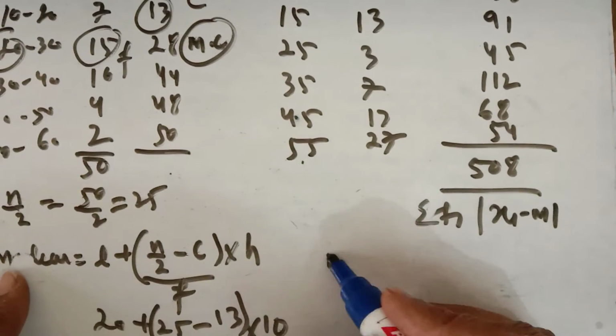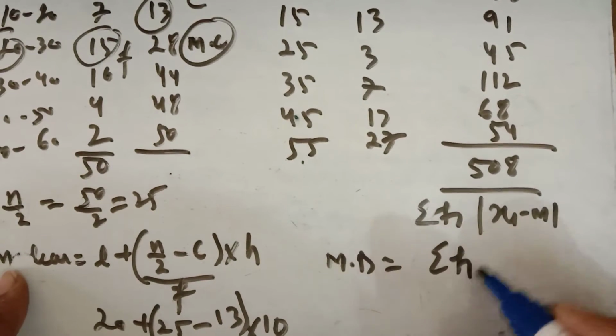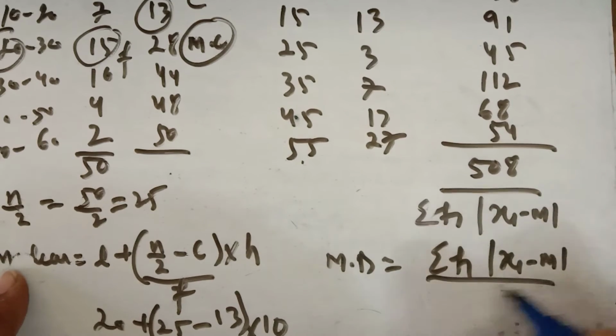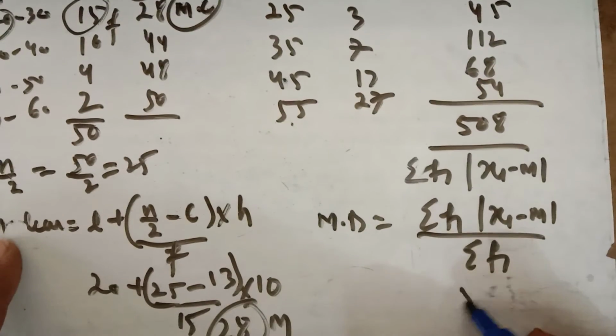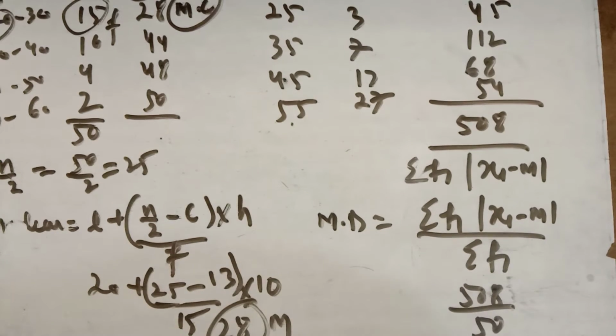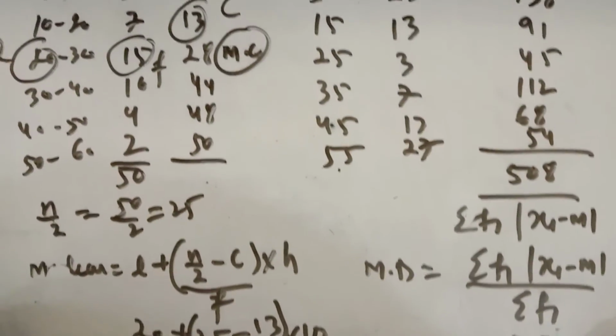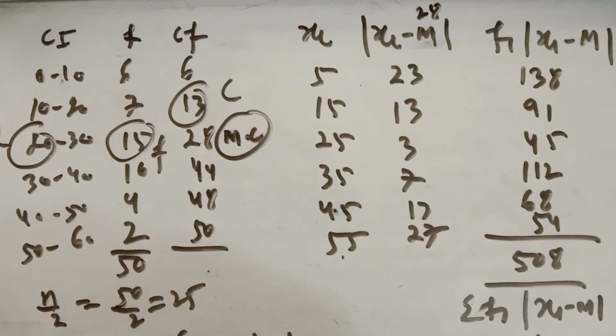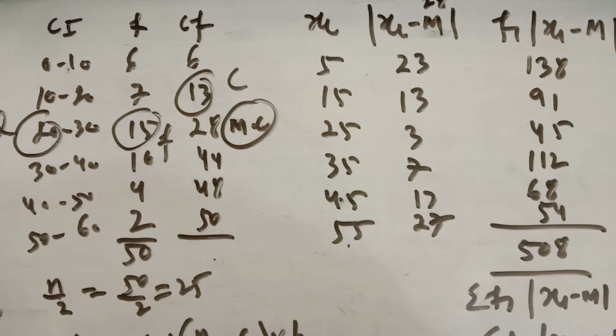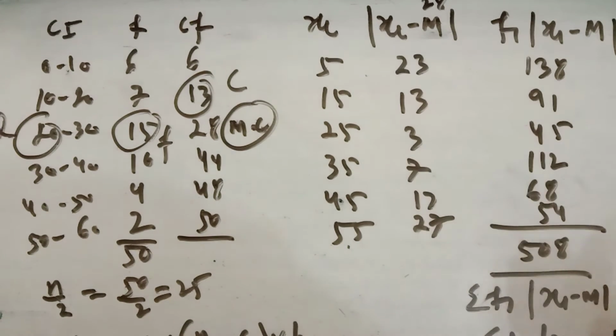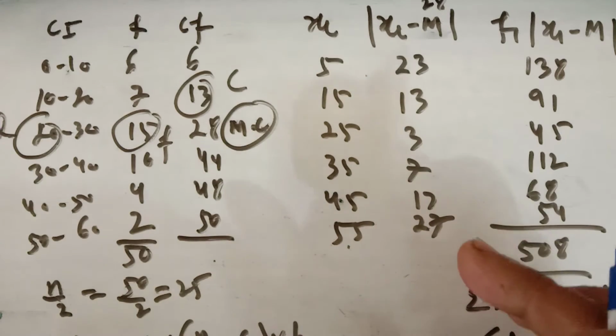So the mean deviation about the median is, you know it, summation f i into modulus of x i minus median divided by total frequency. So it is 508 divided by the total frequency, and you will get something like 10.16. So this is how you can easily find the mean deviation about the median or the mean deviation about the mean for the ungrouped data as well as the group data. Group data can be without class interval and with class interval, and we have discussed it in detail in the first, second and third lectures.